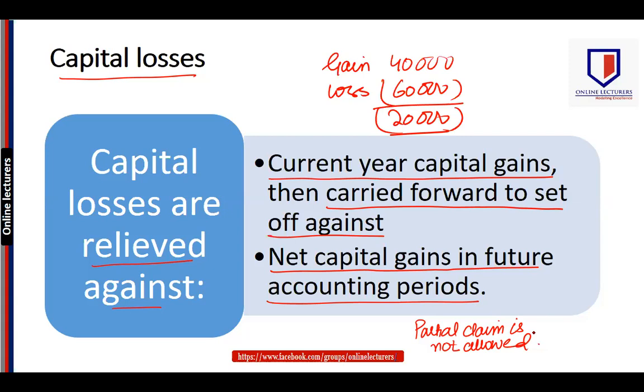So as far as the partial relief rule is concerned, partial claim is only allowed in the carry forward relief in case of trading losses. And in case of property losses, partial loss claim is only allowed in case of claiming the brought forward relief method.